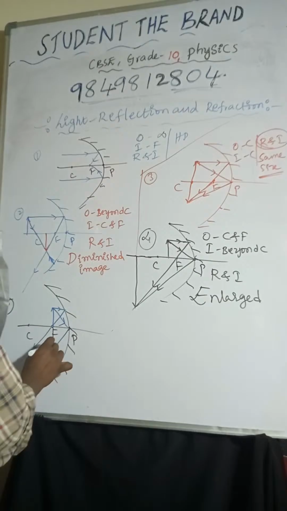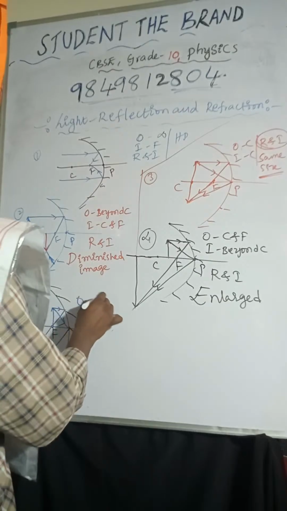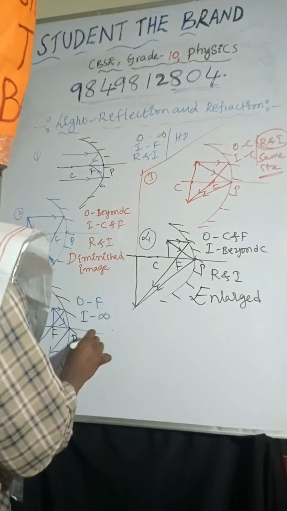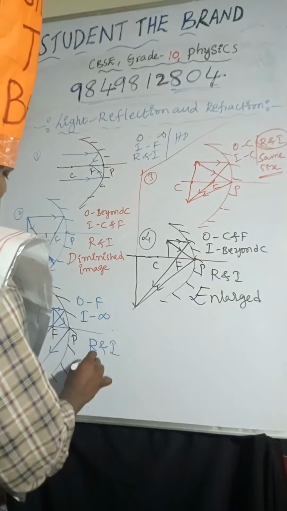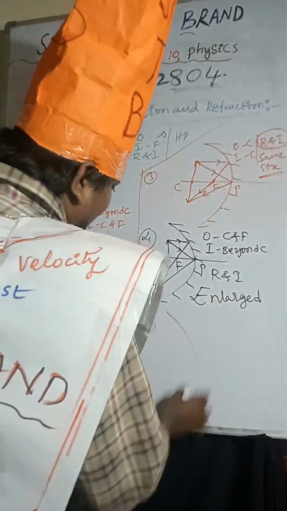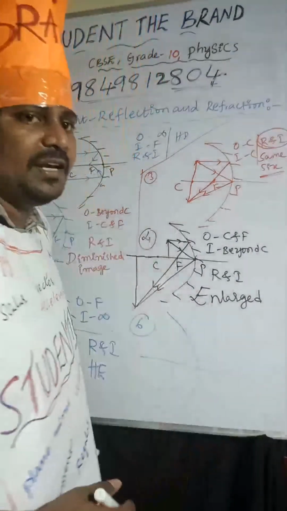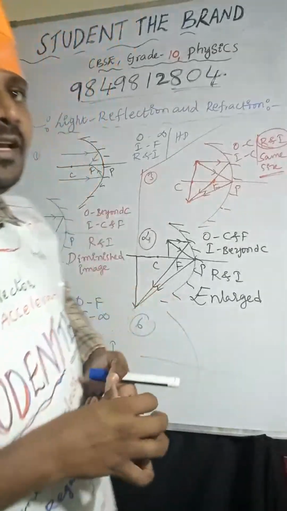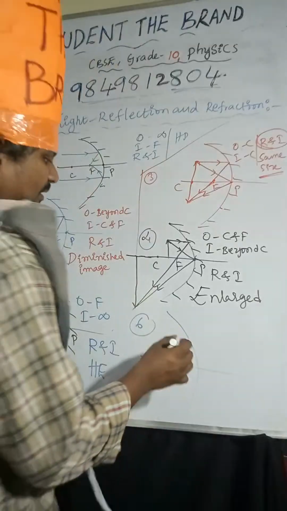So object is placed at F, image is forming at infinity, nature of the image is real and inverted, and size of the image is highly enlarged. And coming to the sixth one, it is very important. Sixth one is very important. So you can observe here.